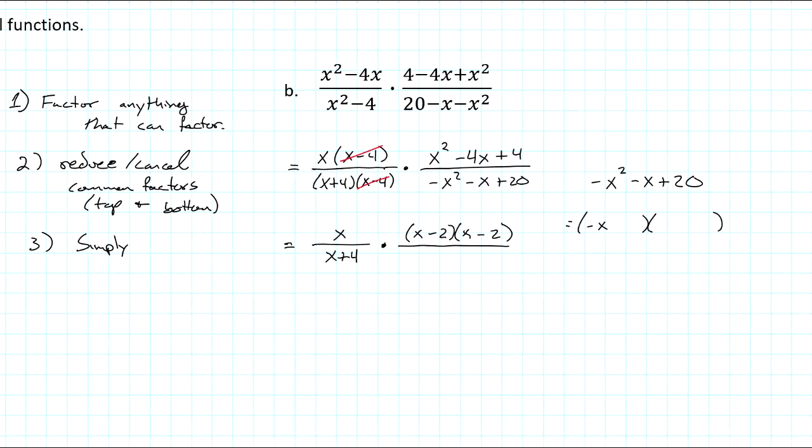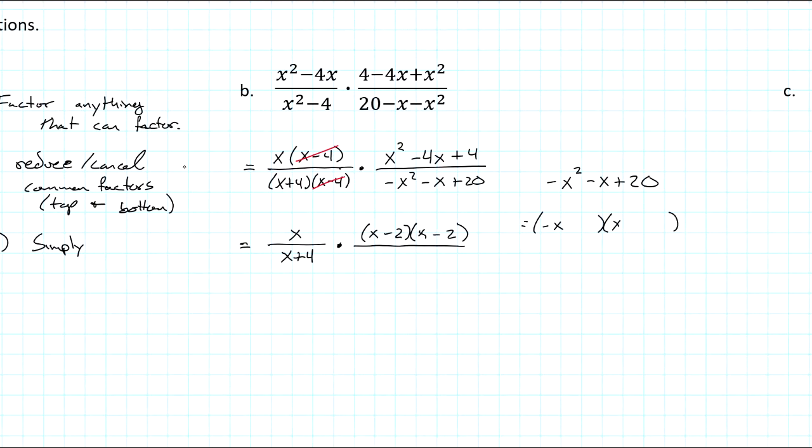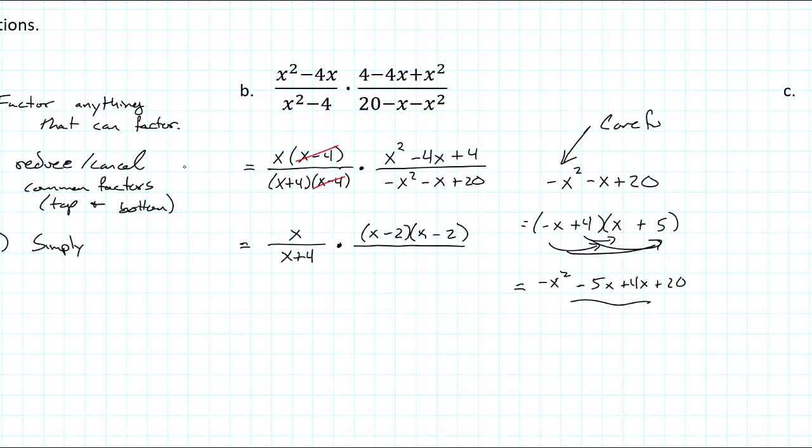Touch screen error there. Negative x in the first position and just an x in the second position. And then we need 4 and a 5. I'm not sure which direction. Let's try positive 4 and positive 5 like this. And this will give us negative x squared, and then minus 5x, and then plus 4x, and then a plus 20. And that works. That will add up to negative x. So we just want to be careful with that negative in front there.